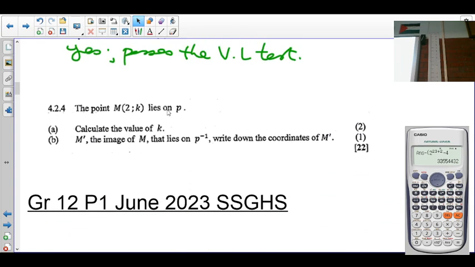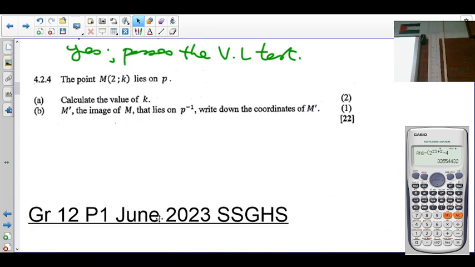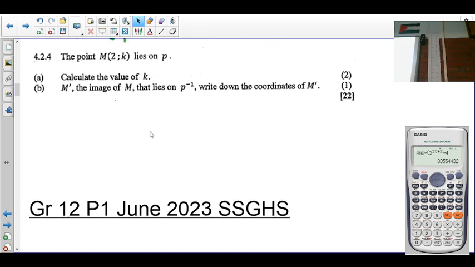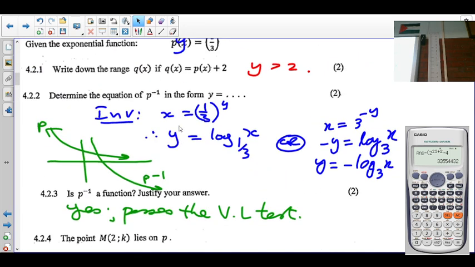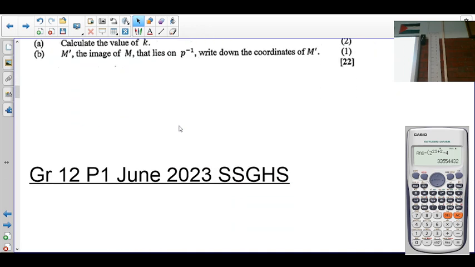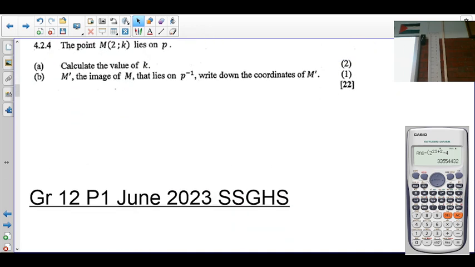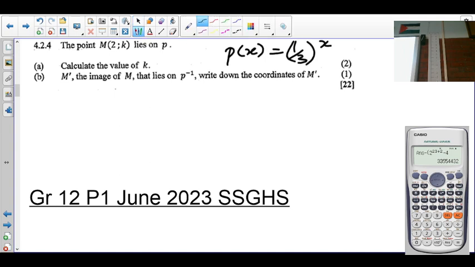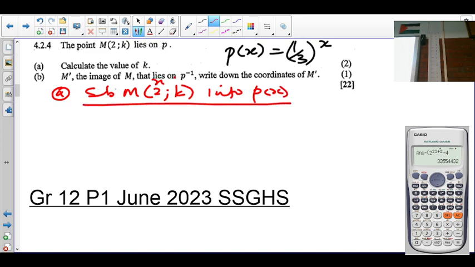Then the question says, in 4.2.4, the point M, which is 2 and k, lies on p. Writing down the equation of p of x, p of x is equal to a third raised to the x. Calculate the value of k. So what I do is I substitute M, which is 2 and k, into p of x. Remembering that's an x and a y. So k is equal to a third raised to the 2, which is 9.